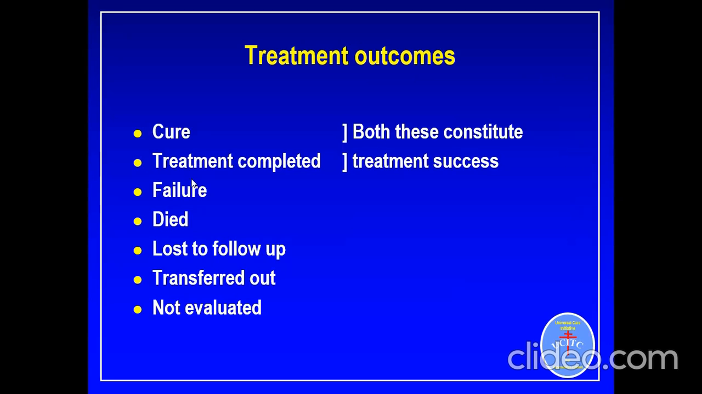Failure is a patient who has taken continuous regular treatment and whose sputum does not convert at 2 months. Formerly it was 5 months, now it is 2 months, and then it is considered as a failure. Death is death due to any cause in a person who's on treatment.